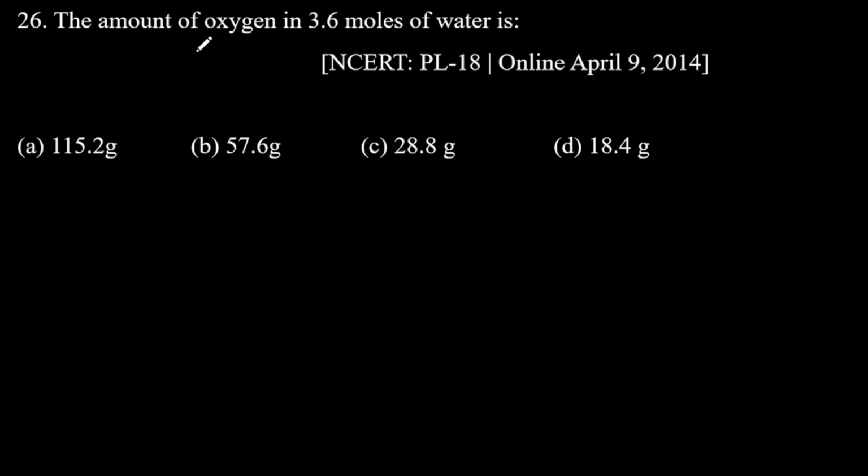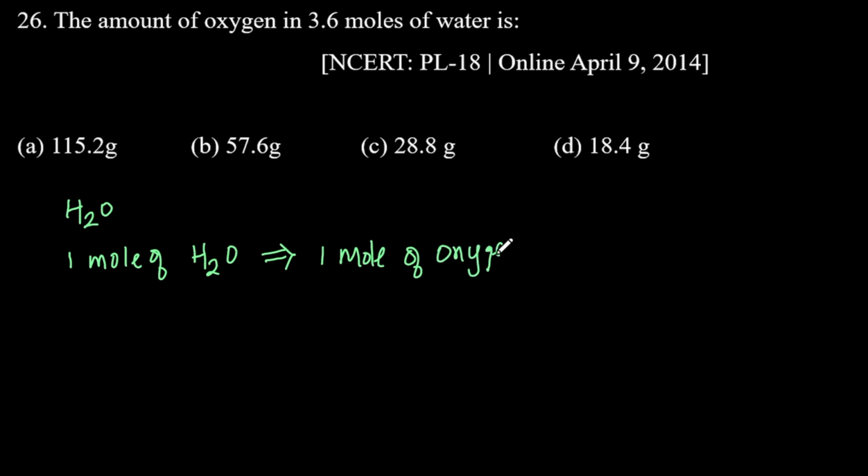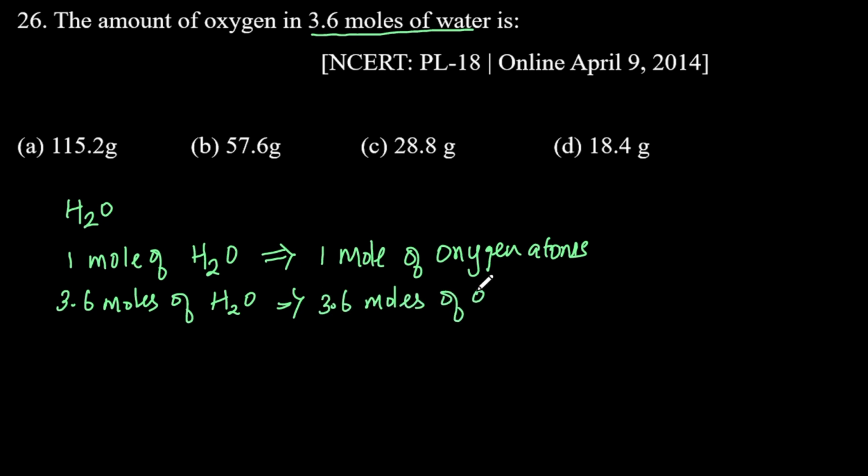The next question is, the amount of oxygen in 3.6 moles of water is? In a water molecule, 1 oxygen atom is present. So we can write that 1 mole of water molecule contains 1 mole of oxygen atoms. In the question, 3.6 moles of water is given. Therefore, 3.6 moles of H2O contains how many moles of oxygen? The relation is 1:1. So the answer is 3.6 moles of oxygen atoms.